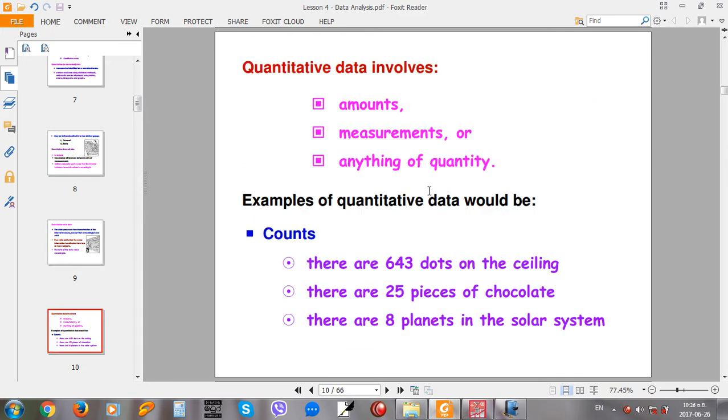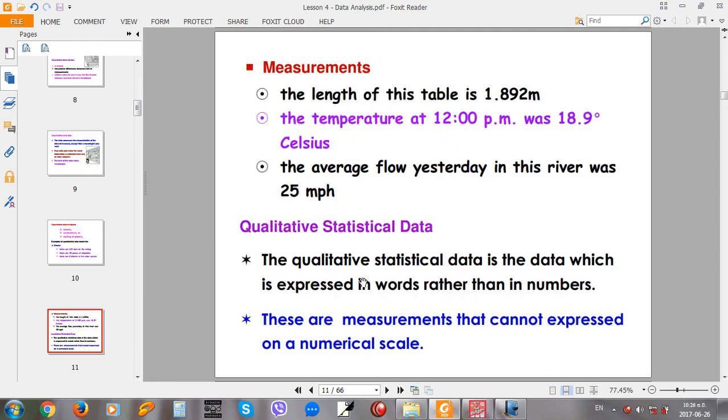Quantitative data involves amounts, measurements, anything of quantity, which means numbers. An example of quantitative data would be counts, so any number. It means there are 643 dots on the ceiling, there are 25 pieces of chocolate, there are 8 planets in the solar system. These are quantitative data.